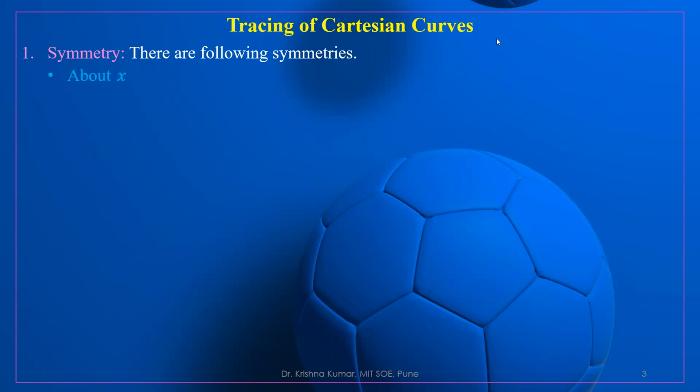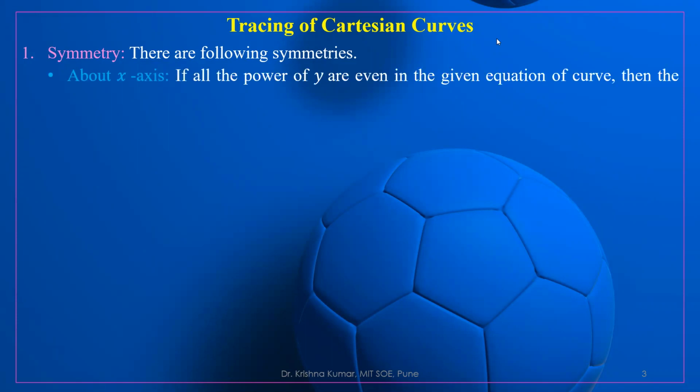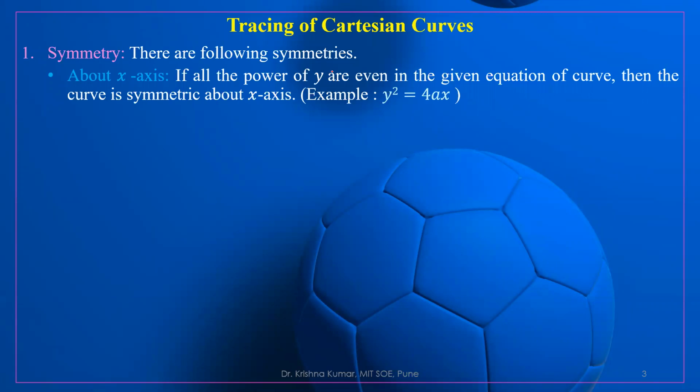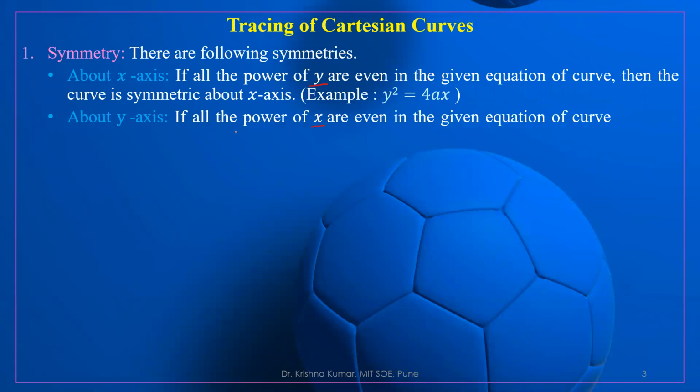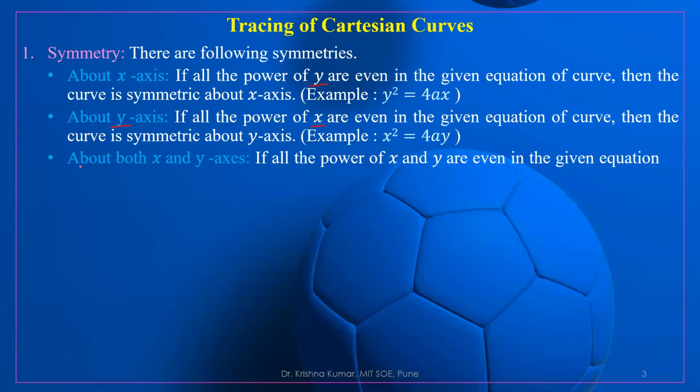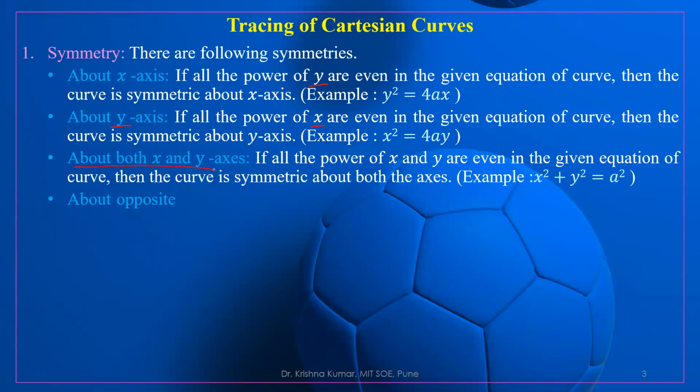So there are 6 types of symmetries. About x-axis: if all the powers of y are even, then the curve is symmetric about the x-axis. Just look here, power of y. If the power of y is even, the curve is symmetric about the x-axis. If all powers of x are even, then the curve is symmetric about the y-axis. If powers of both x and y are even, then we say that the curve is symmetric about both the axes.